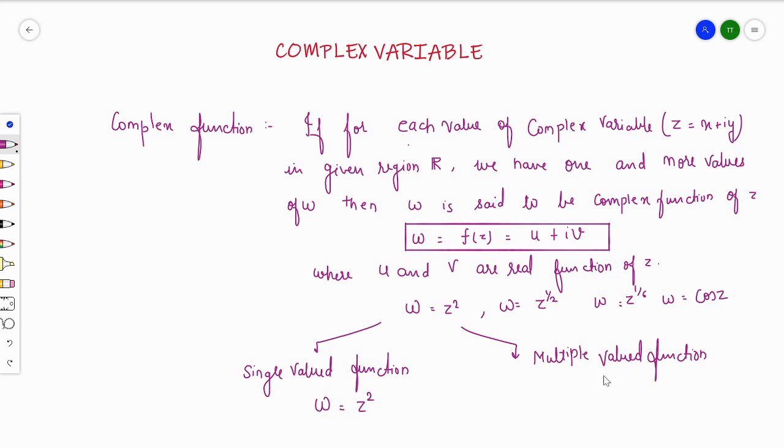Okay, what is a multiple valued function? For each value of z, there may be more than one value of w. Then w is said to be a multiple valued function. If there are two or more values of w for each value of z, then it is called a multiple valued function. For example, w is equal to root z, this is a multiple valued function, or w equal to z to the power 1 by 3, that is also a multiple valued function.